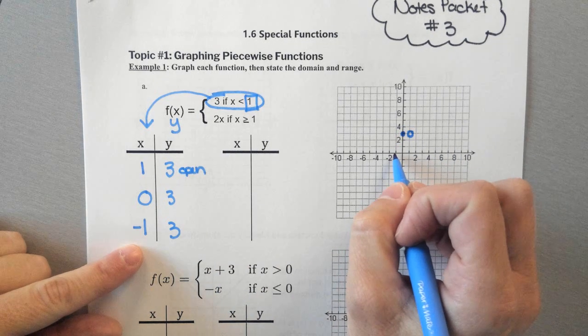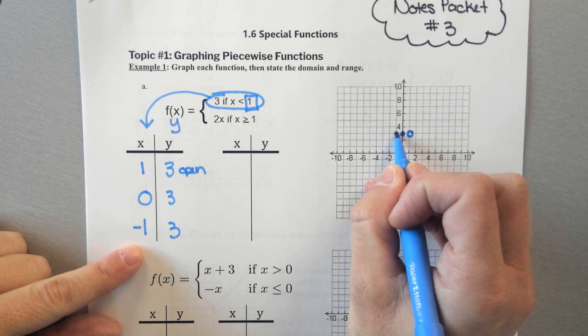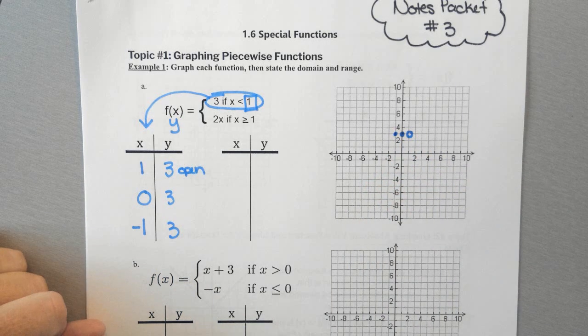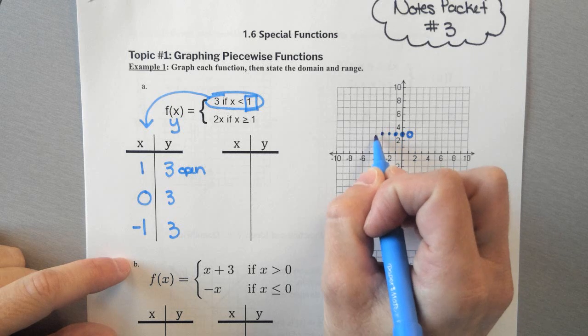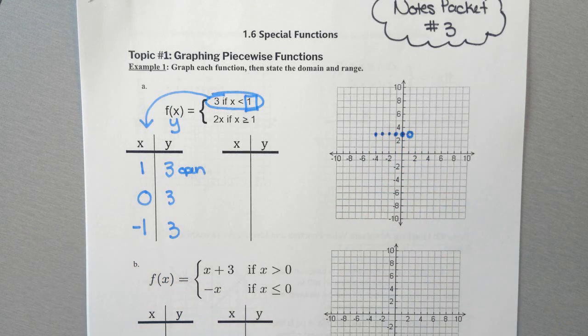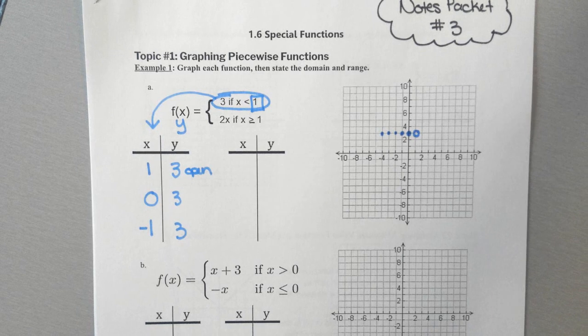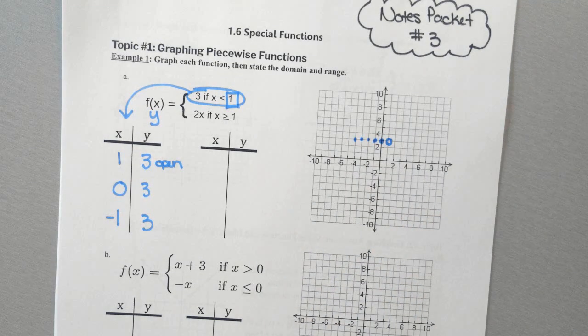Go over negative 1, go up 3. Do you see the pattern that's happening? Yes. If I keep picking smaller numbers, wouldn't I keep getting more and more points this way? Yeah. Okay. So then I'm going to take my straight edge, or if you don't want to use a straight edge, you don't have to.